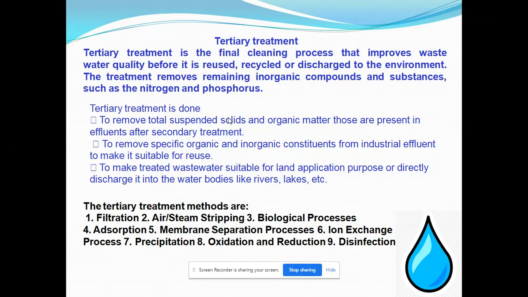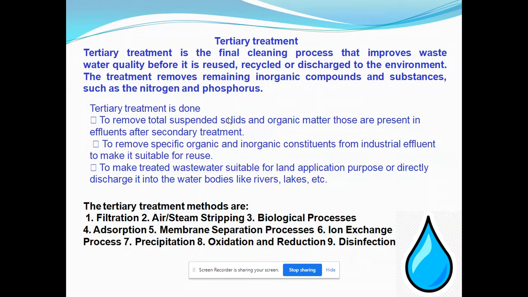So, this was the secondary treatment. Now, we discuss what the tertiary treatment is. Tertiary treatment is the final cleaning process that improves wastewater quality before it is reused, recycled, or discharged to the environment. The treatment removes remaining inorganic compounds and substances such as nitrogen and phosphorus.